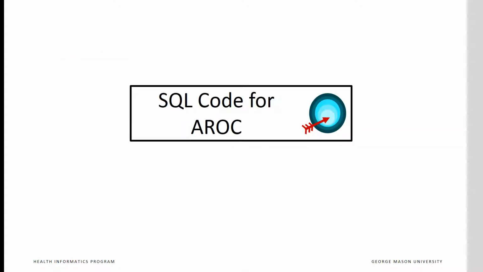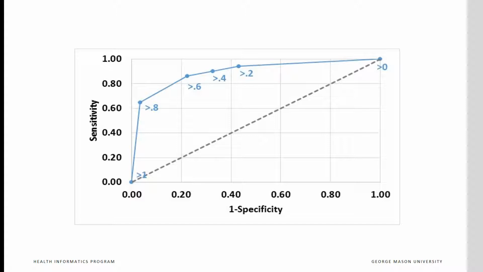We can also use SQL to calculate area under the receiving curve. Since the area under the receiving curve indicates the accuracy of prediction, we need a method to calculate this area. The area can be calculated in R or other statistical software, but it's best if we can also use SQL to make these calculations.